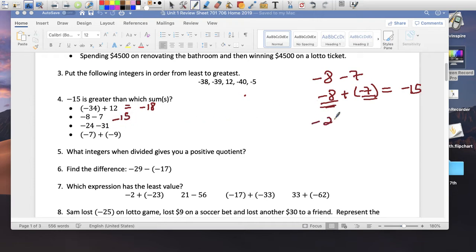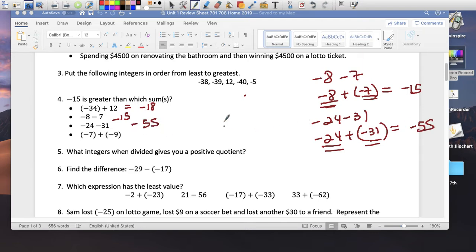Negative 24 minus 31, likewise, I'm going to change that to an addition problem. So you get negative 24 plus negative 31. Again, we're going to go even further out on the left of the number line. They're both negative, so a bunch of friendlies getting together. And we're going to get negative 55.